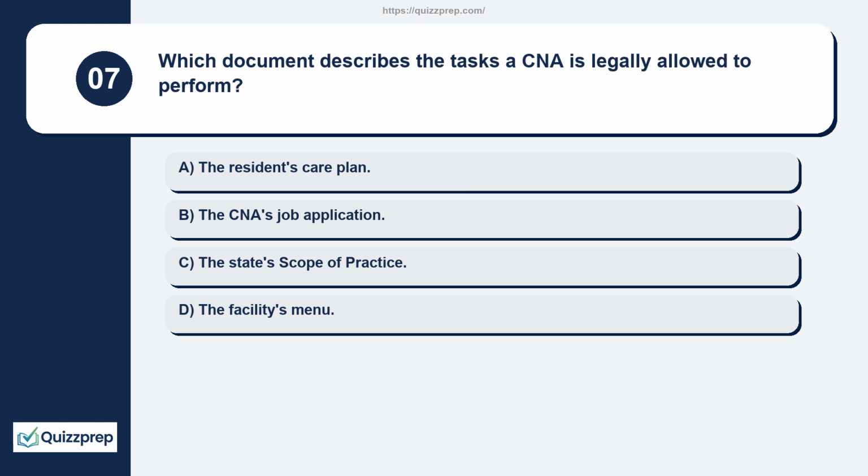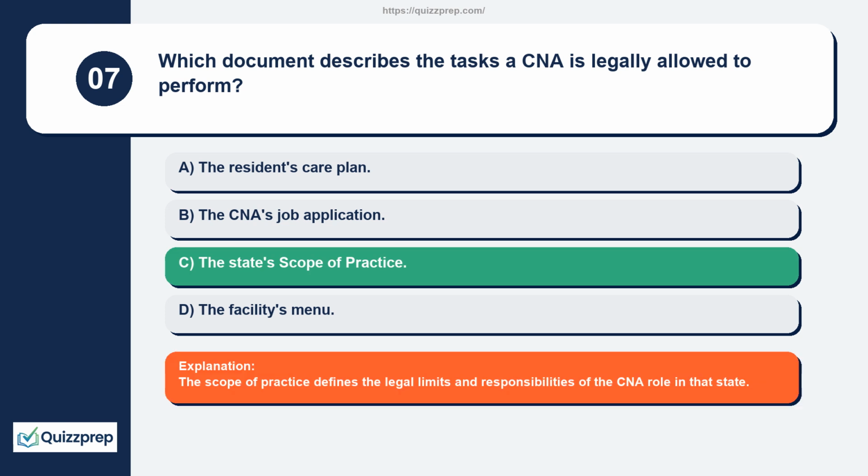Question 7. Which document describes the tasks a CNA is legally allowed to perform? The resident's care plan. The CNA's job application. The state's scope of practice. The facility's menu. The scope of practice defines the legal limits and responsibilities of the CNA role in that state.